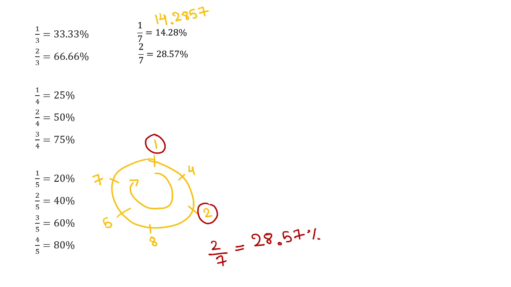If I want to think about 3/7, I'll start with the next number. 1 is used, 2 is used, the next bigger number is 4. So my 3/7, I'll go in the clockwise manner, start from 4, 42.85%. So 3/7 is nothing but 42.85%. Can anybody tell me what is going to be my 4/7?